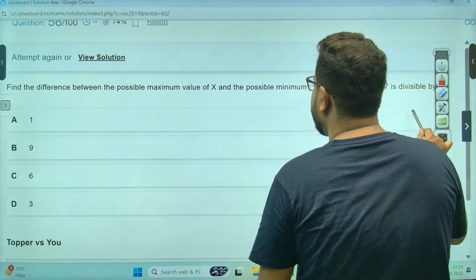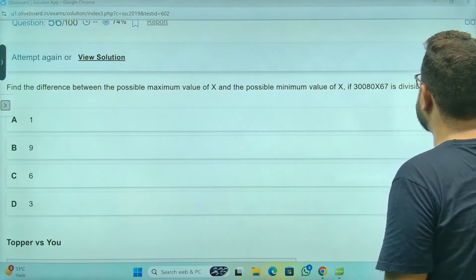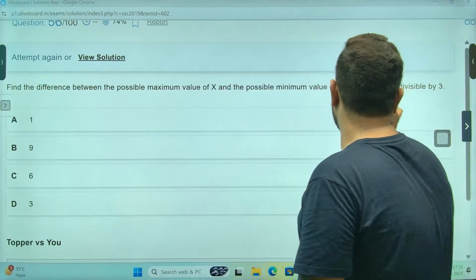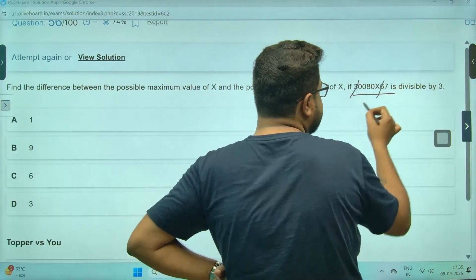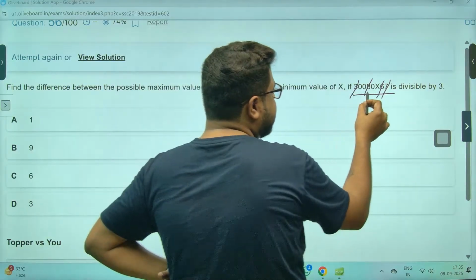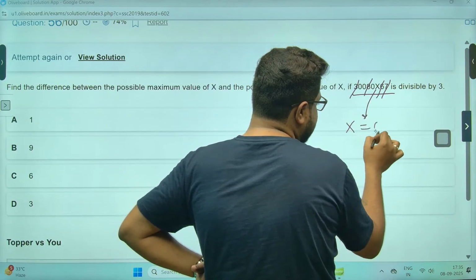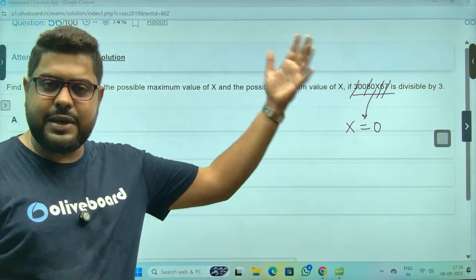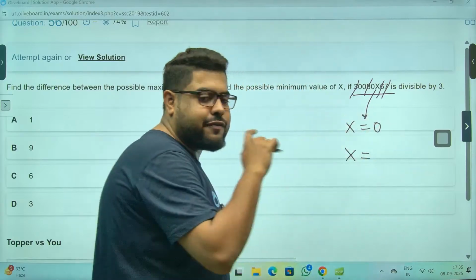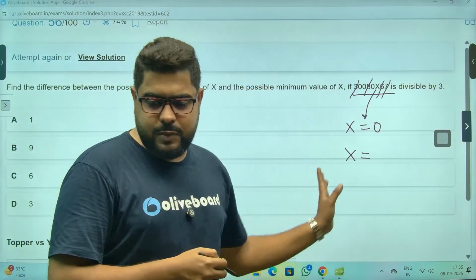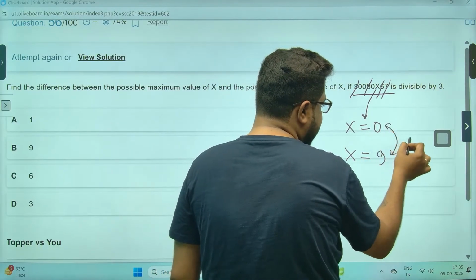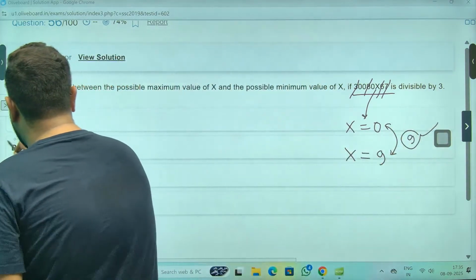Difference between the possible maximum and minimum value of x. Acha, if this is divisible, so 3 is divisible, 6 is divisible, 8, 7. So the whole number is divisible, meaning the minimum value of x is 0, because if I put 0, then the whole number itself is divisible. And the maximum value is the maximum multiple of 3, like from 0 to 9, so that number is 9 itself. The difference is 9 minus 0, which is 9. That's your answer in one line.